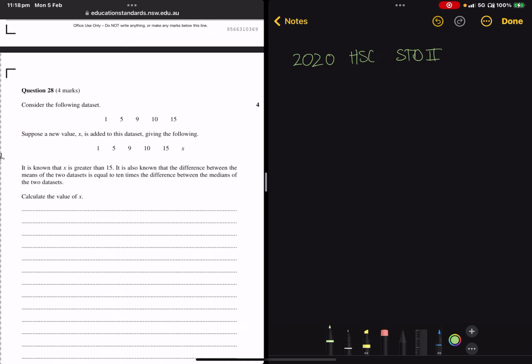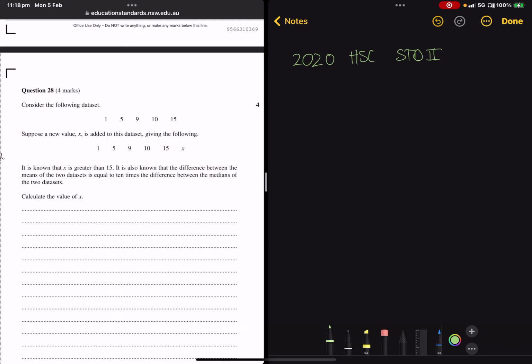It is also known that the difference between the means of the two data sets is equal to 10 times the difference between the medians of the two data sets. Calculate the value of x. Okay, this is a very unusually worded question. So we're going to draw our first data set, 1, 5, 9, 10, 15.